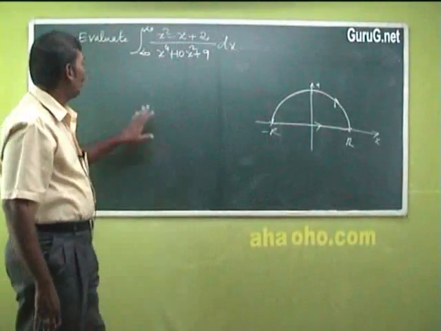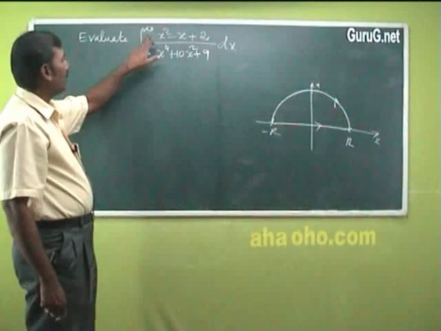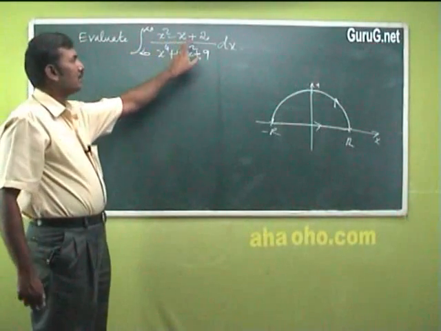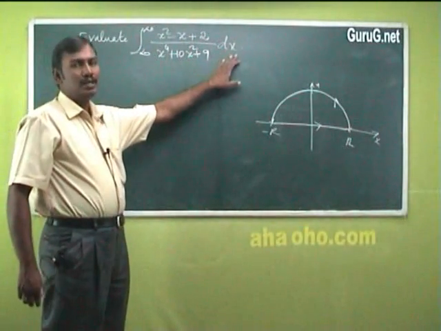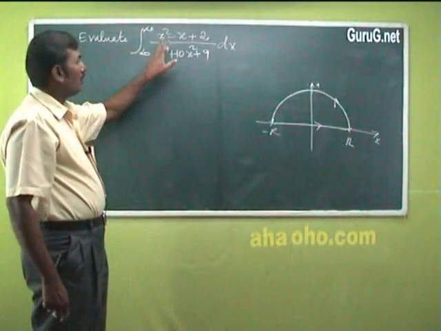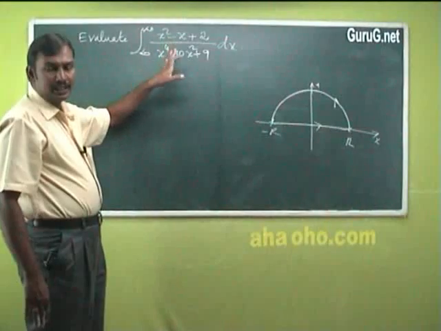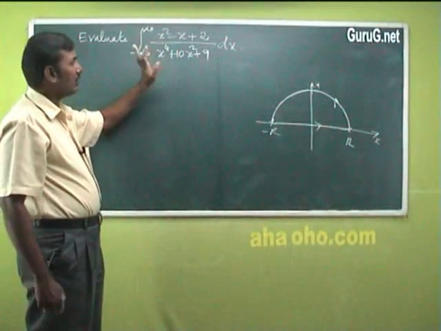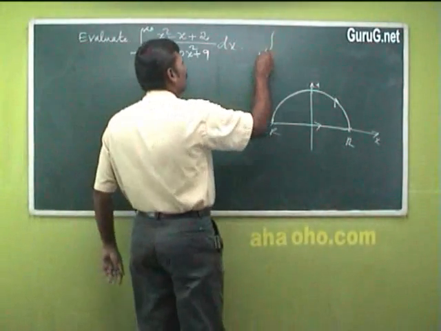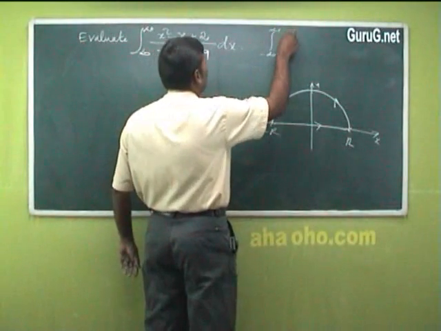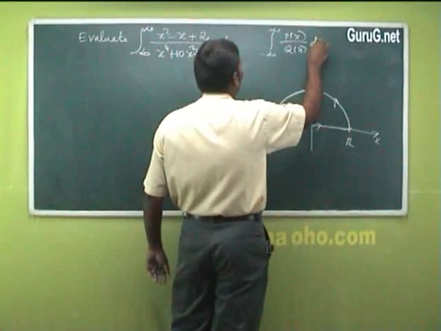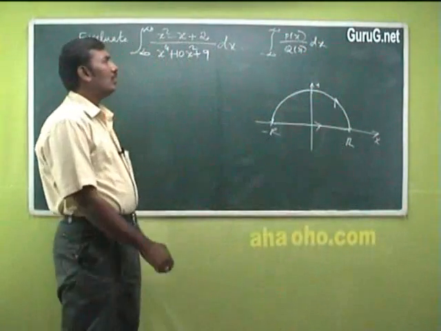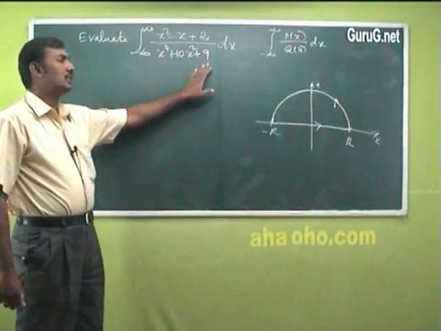Clear? So evaluate integral minus infinity to infinity x squared minus x plus 2 by x power 4 plus 10x squared plus 9 into dx. So numerator is a polynomial in x, and denominator is also polynomial in x. So it is of the form integral minus infinity to infinity p of x by q of x dx. So it comes under type 2. I have to verify that for any value of x it does not vanish.